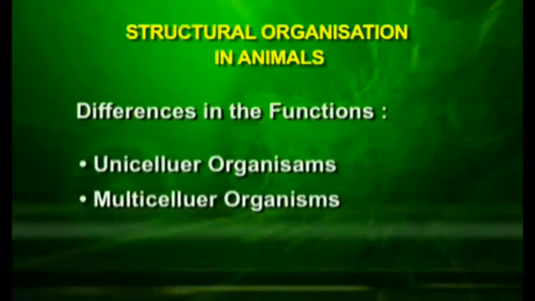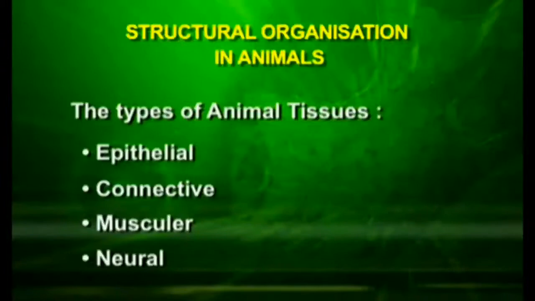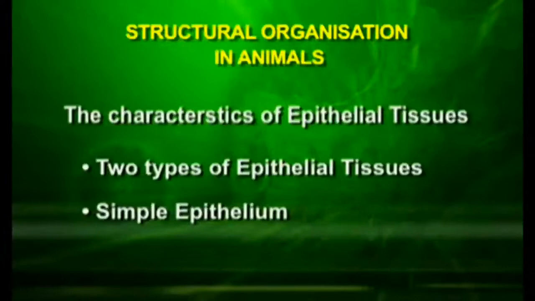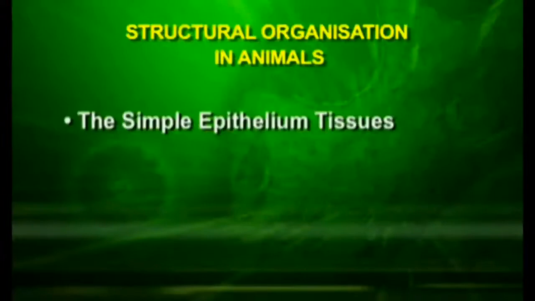Let us have a quick recap of the portion we studied in this episode. We studied the differences in the function of unicellular and multicellular organisms, and the types of animal tissues. They are generally of four types: the epithelial, connective, muscular, and neural. The characteristics of the epithelial tissues, and the two types of epithelial tissues depending on the number of cell layers present, the simple epithelium and the compound epithelium. Under the simple epithelium, we studied the squamous, the cuboidal, and the columnar.